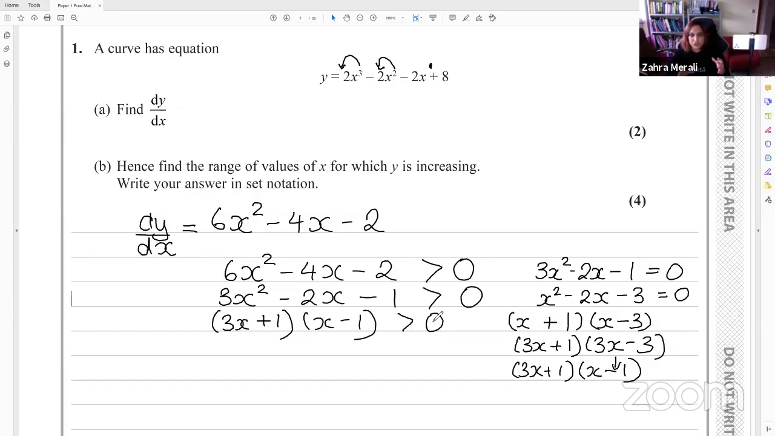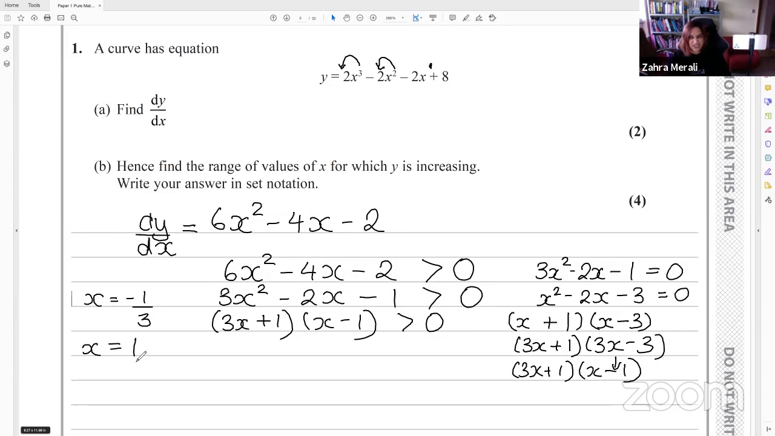Now our critical values would be x is minus 1/3 and x is 1. But we want all the values when it's bigger than 0. Now, one of the easiest ways to do this is you can draw a graph. You might have learned a plus minus method, but I think the easiest way, obviously you have your calculator, is just pick a number between minus 1/3 and 1, and that's 0.